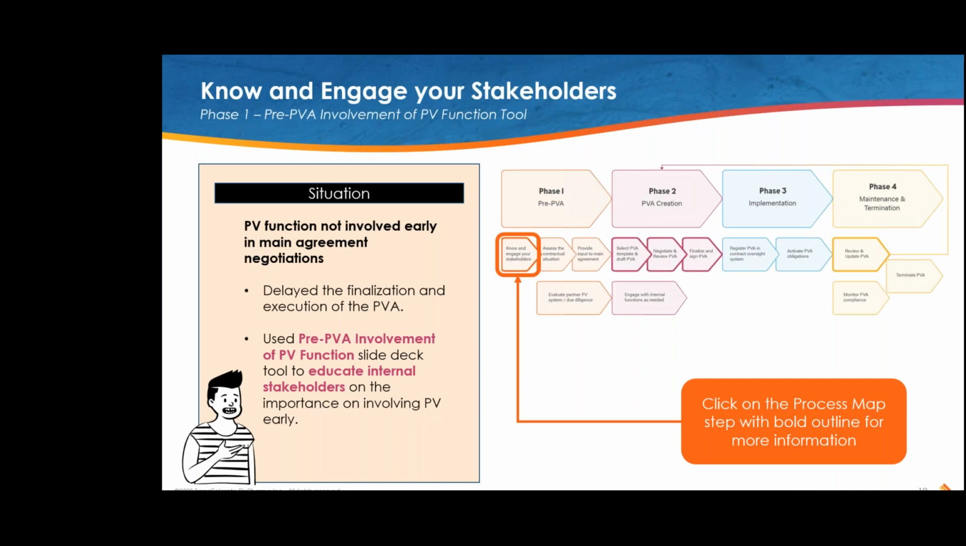So one of the challenges that was identified was that the PV function is not involved early on in main agreement negotiations, which in turn delays the finalization and execution of the PVA. So if you click on the process map step with the bold outline for more information, you will find the pre-PVA involvement of PV function slide deck tool to educate internal stakeholders on the importance of involving PV early on. Next slide, please.